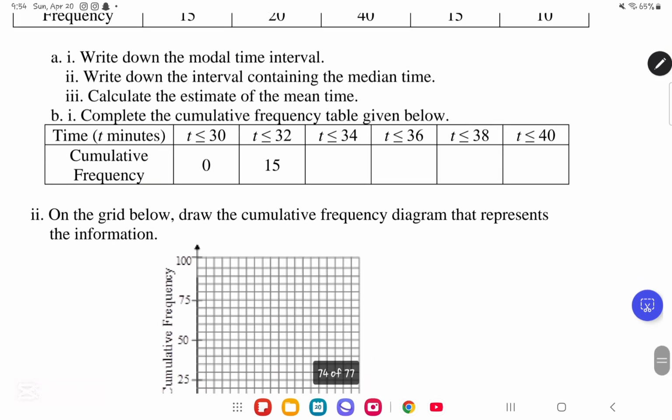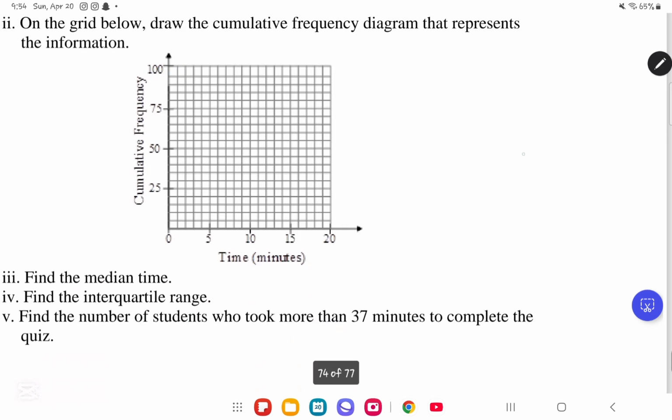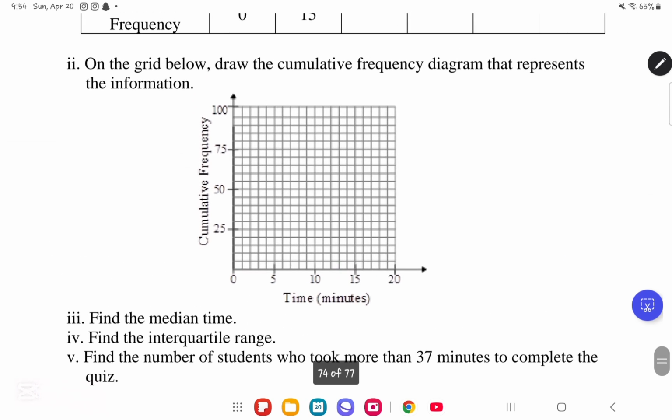We'll move on to part B. They said to continue the cumulative frequency. So 0, 15, 35, 75, 90, and 100. You continue it from above. Now, here you will use the information from the answers above. By using the information from the answers above, I think this is a wrong scale. So let's just do 10, 20, 30, 40. Okay, we fixed it. This is the new scale.